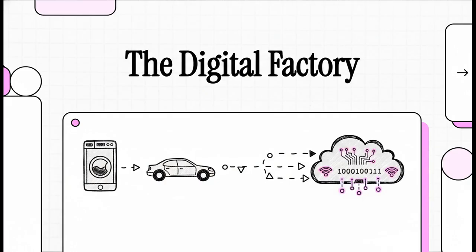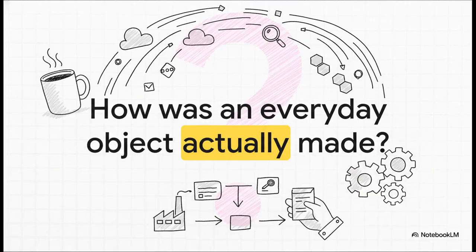So today, we're going to pull back the curtain on the digital factory and see how computers are the secret architects behind almost everything we use every day. So how did that coffee mug get into your hands? It's pretty easy to picture some noisy factory floor with sparks flying everywhere, right? But that's only like half the story. The real journey began way before that, as a silent stream of ones and zeros inside a computer. We're going to trace that digital DNA from start to finish.